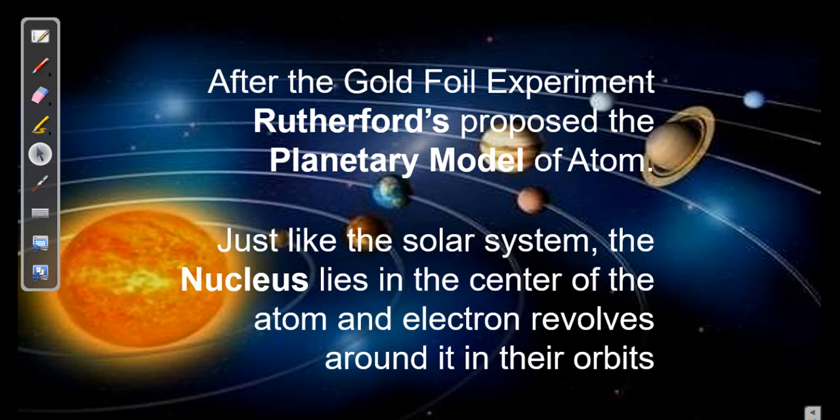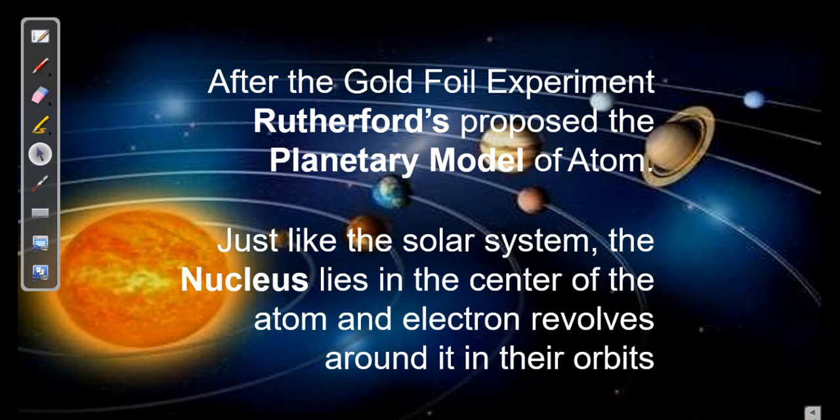Students, basically Rutherford put forward his theory about the structure of an atom. For that he performed an experiment which is known as the gold-foil experiment. So what is the gold-foil experiment? Basically Rutherford took a thin gold foil and bombarded alpha particles. Alpha particles are positively charged particles.